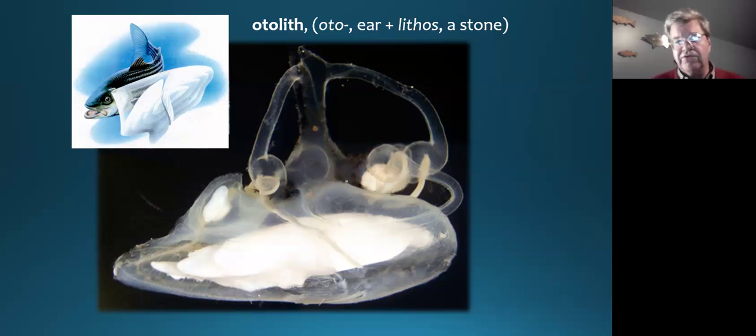So unfortunately, when you extract them, it's usually a lethal operation. There's a concavity in the neurocranium called the otic bulla, and they rest in there. And the otolith, you can see how it sits in that sac. It's in its own orbit. It's in thick endolymph, and it allows the otolith to move independently of the fish, and that's very important for structure and function.